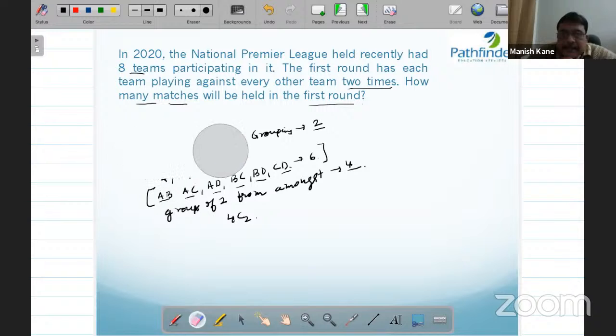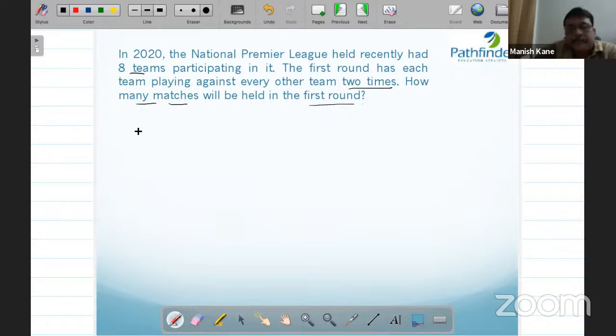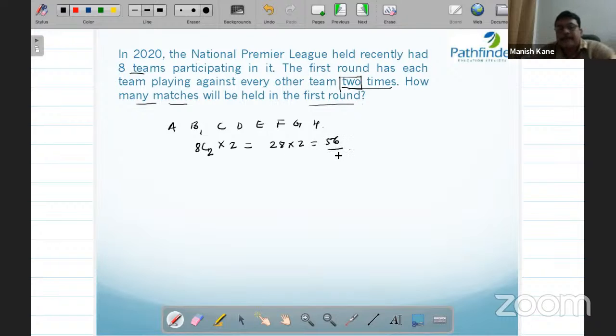In this case, how many teams are there? There are 8 teams, A, B, C, D, E, F, G, H. So if every team plays against every other team once, I have to make a group of 2 from 8 teams once. But he's saying they're playing 2 times. Playing 2 times means I have to do 8C2 into 2. So your answer must be 28 multiplied by 2, which is equal to 56.